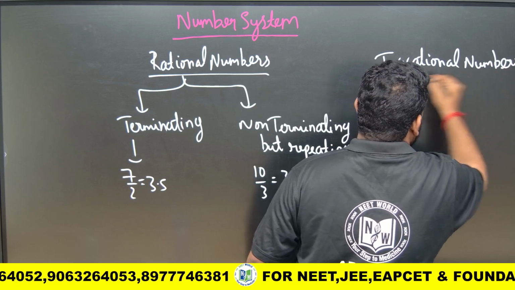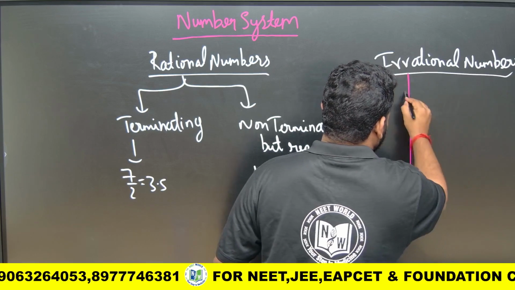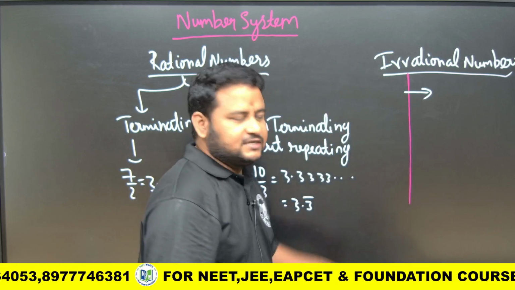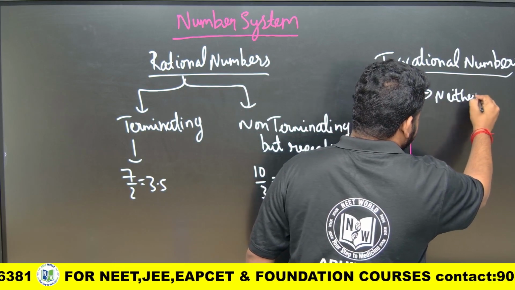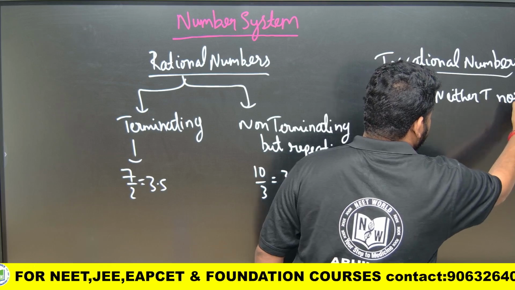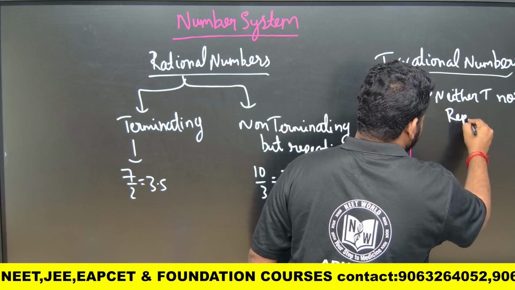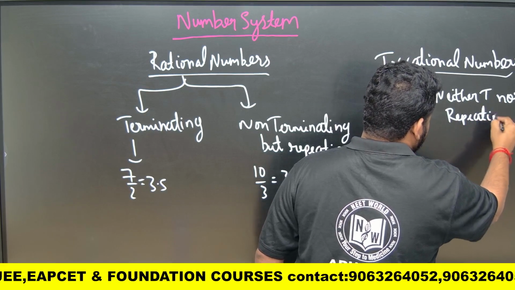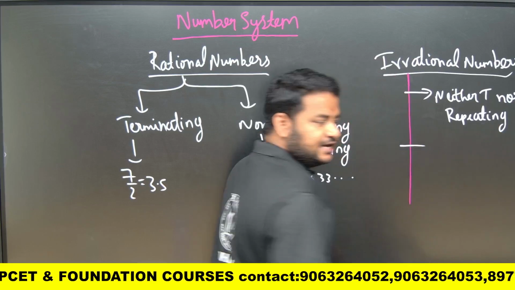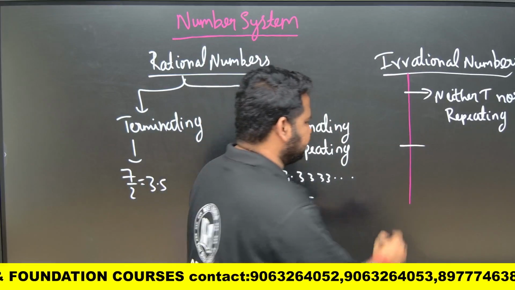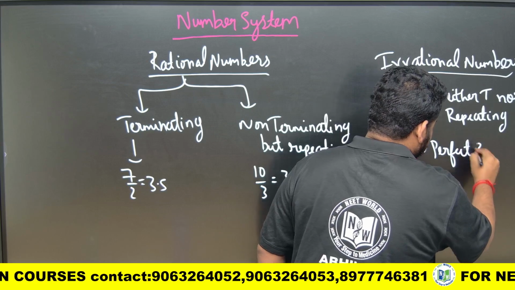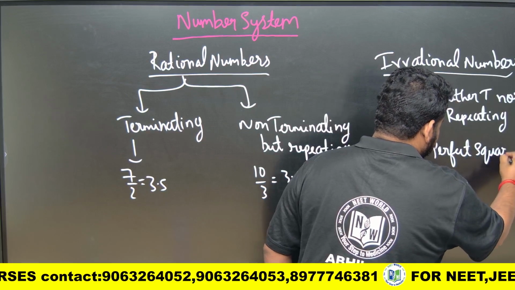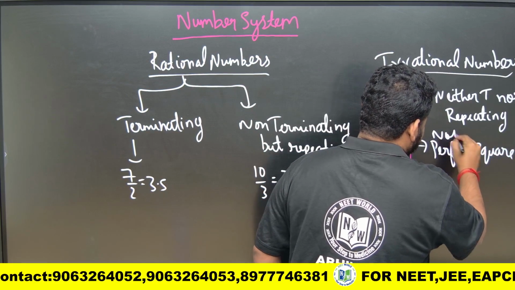So, what do we mean by irrational numbers? We spoke that there are certain properties. First thing, it is neither terminating nor repeating. Next thing is, it is not a perfect square. So, the example is what?